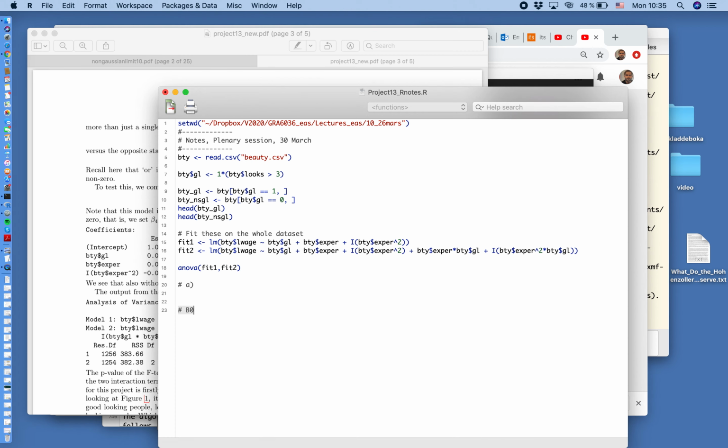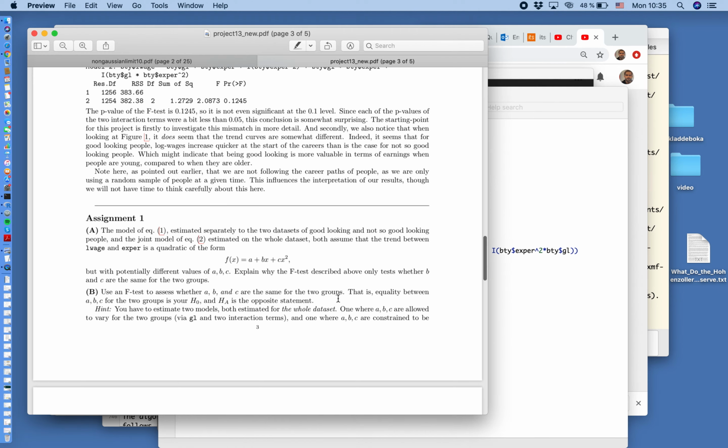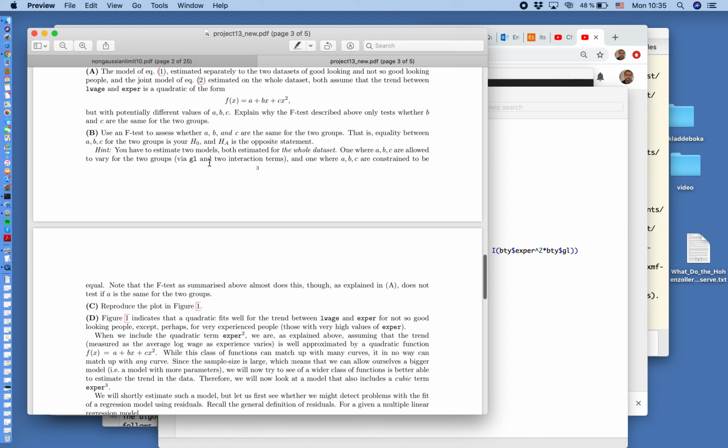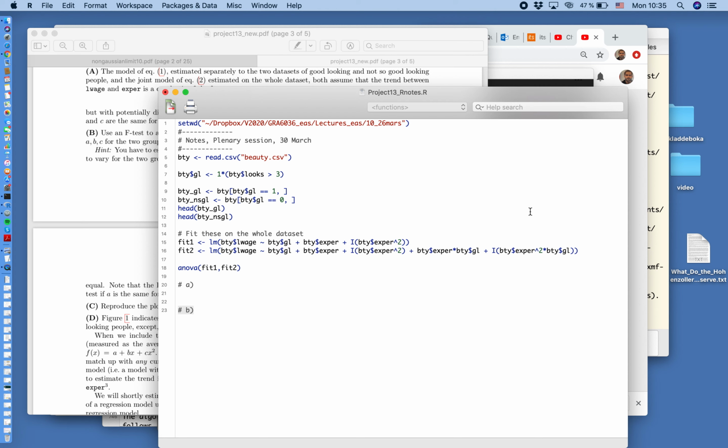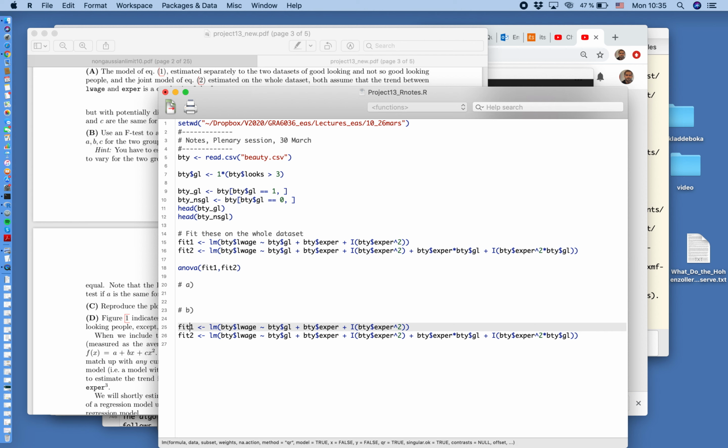Okay, so we'll go to B, and in B we are to use an F-test to assess whether A, B, and C are the same for the two groups. To do that, we can estimate the two models. So we can copy these two models, and we call these by new names, 1, 2, and 2, 2.